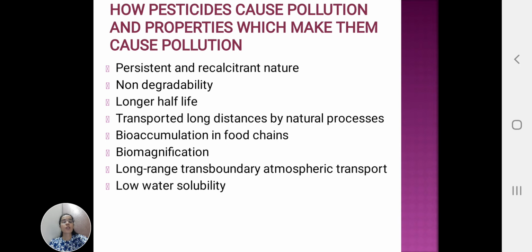Another important point which makes them cause pollution is the low water solubility, as they are not soluble in water properly, or they have a very low solubility. They are always present in the environment. And the use of obsolete and banned products, which have been banned due to certain reasons, but still they are used by the farmers either due to their ignorance, or the government is not taking proper actions so that such banned products cannot be used in the different countries.